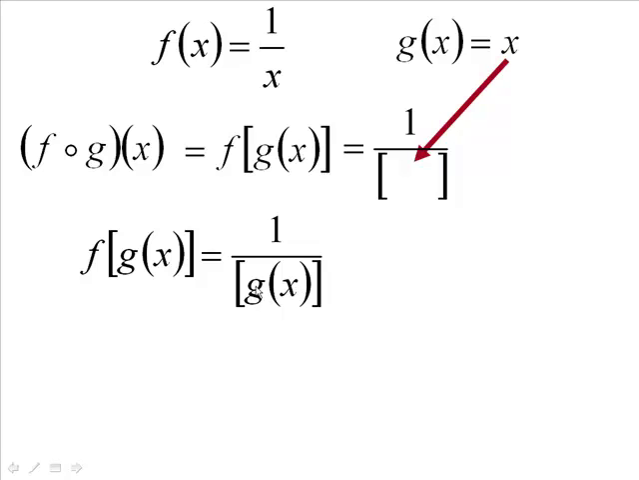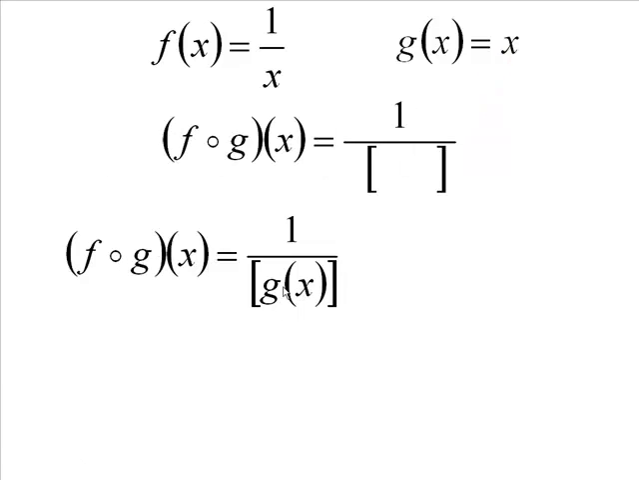Now, let's go figure out what g of x is. Hopefully this whole thing turns into an x, but right now let's see. We'll plug this. Let's find out what g of x is. G of x is what? X. So I'm going to plug an x down here. So you end up with 1 over g of x, which is x. So our f circle g of x is 1 over x.